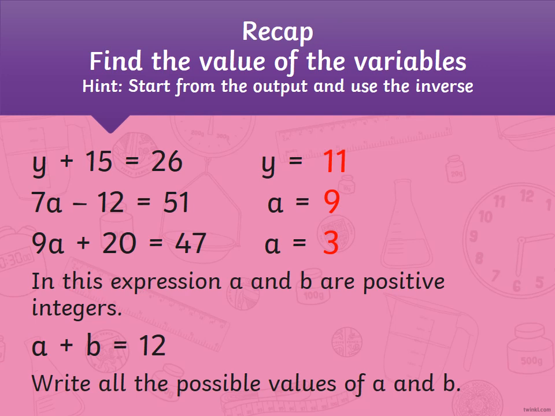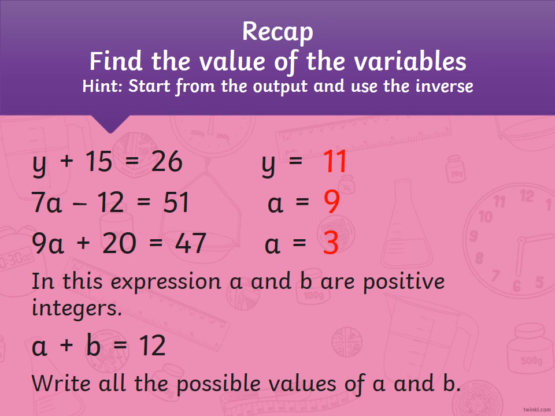Now for the second one. 7a minus 12 equals 51. a equals 9, and we know that because we need to do 51 plus 12, which gives us 63. And then we do 63 divided by 7, which gives us 9. So our answer there is 9.